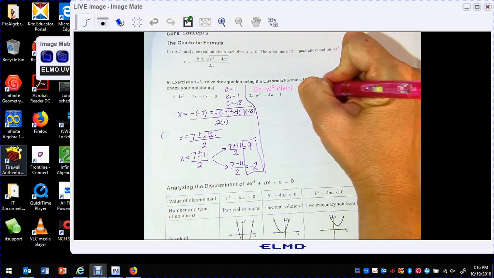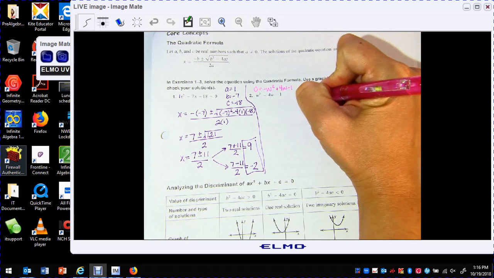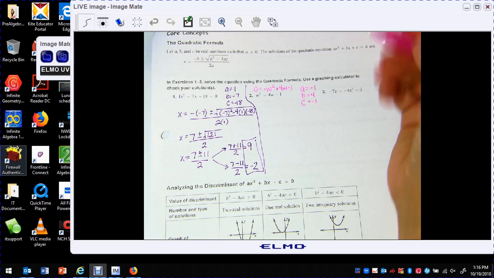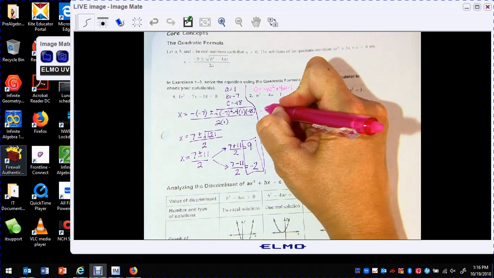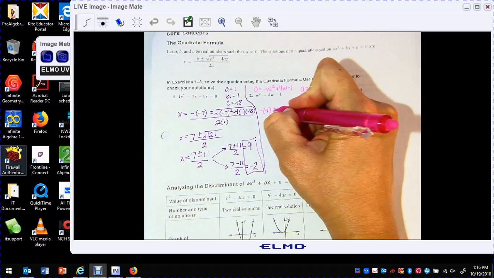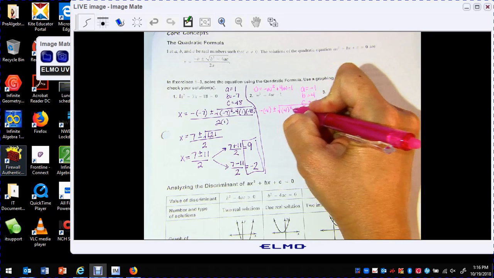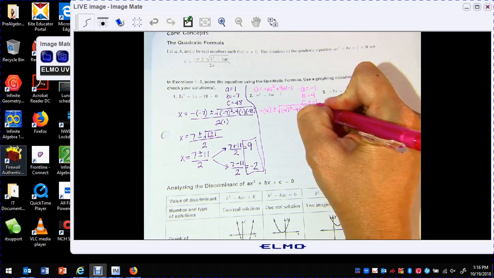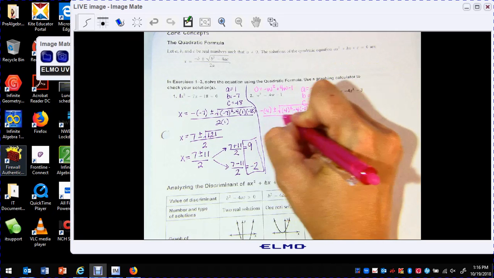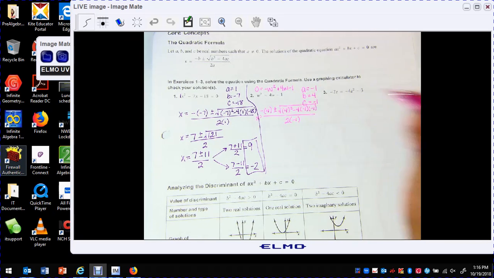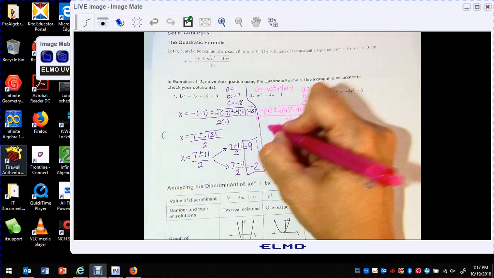So A is now negative 1, B is a positive 4, and C is negative 1. And I plug those things in. So it's negative B plus or minus the square root of B squared minus 4 times A times C. Everything is over 2A. And this is what x equals. Okay? Now we simplify a little bit.